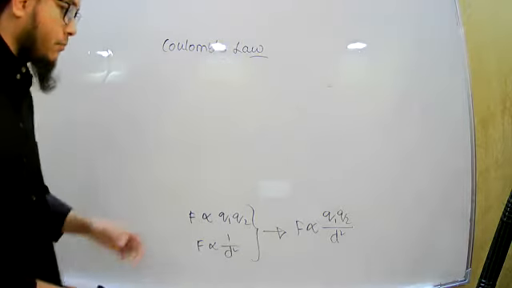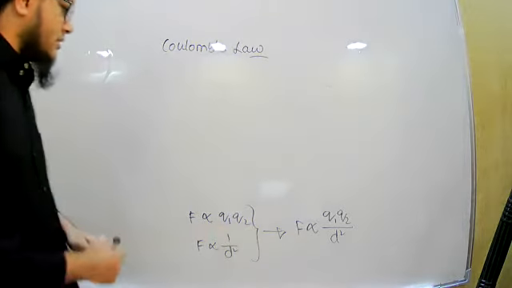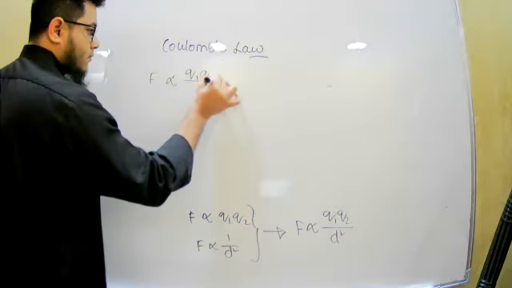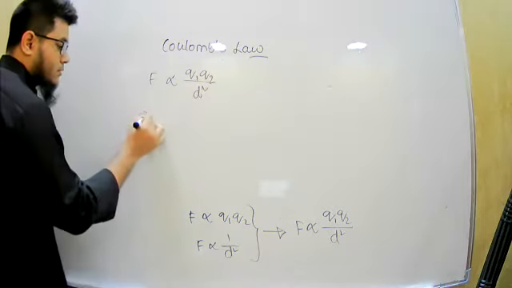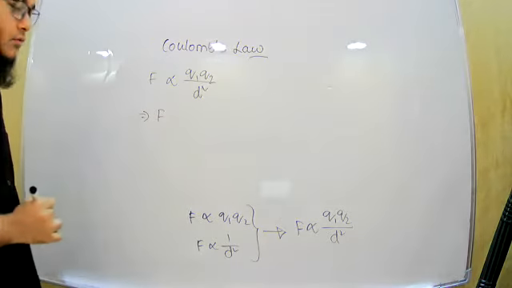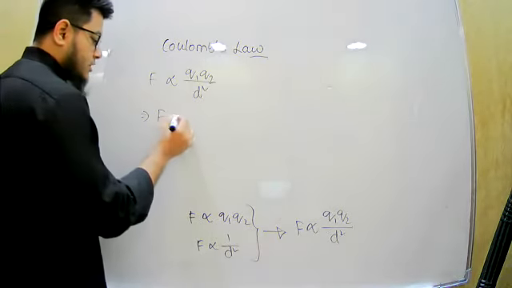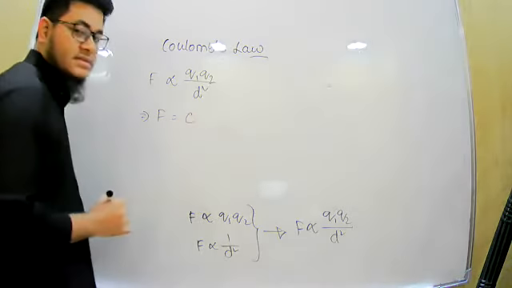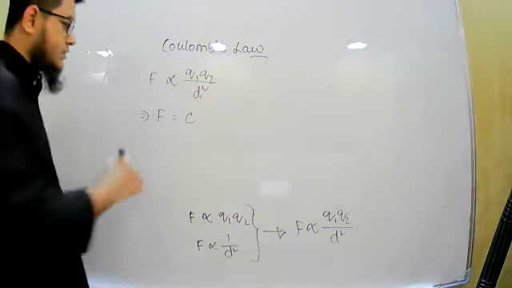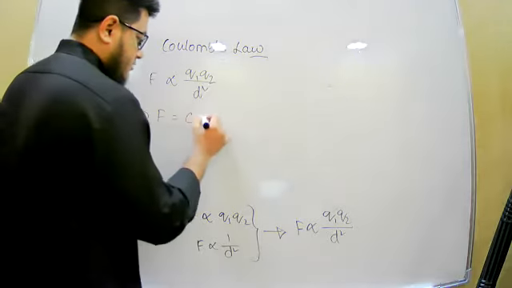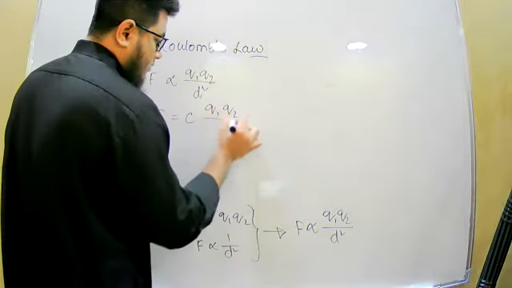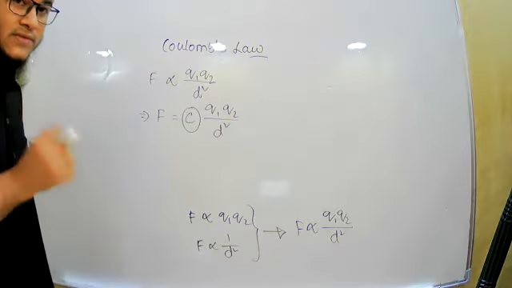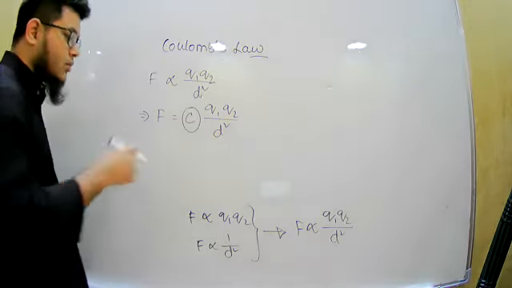So this is what we get from Coulomb's law. Now, if you want to replace this proportional sign with an equal sign, I have to introduce a constant, and that constant here is C. As it is Coulomb's law, that is most probably why the constant is represented by C. F equals C Q1 Q2 divided by D square. Now, this constant has a fixed value. It will not change. So what is that fixed value?